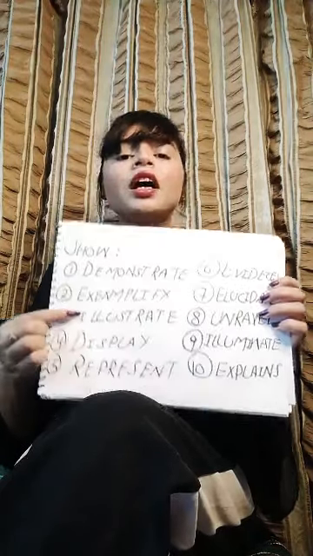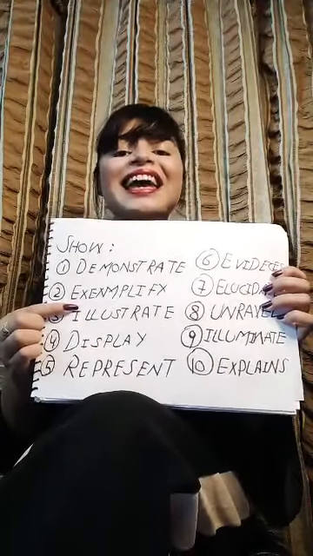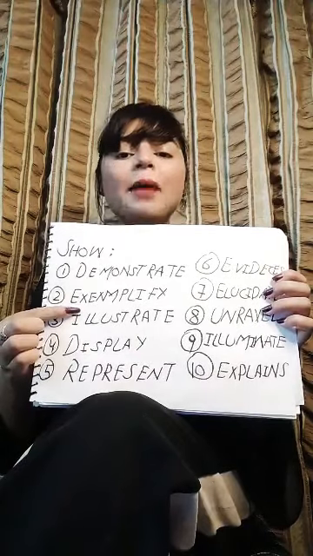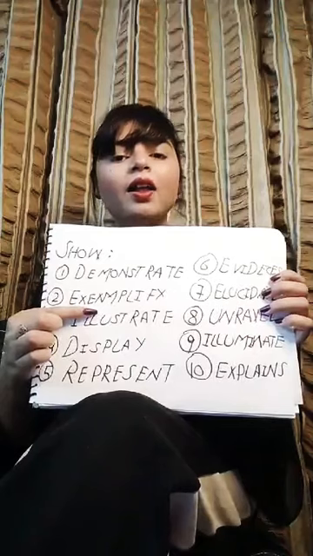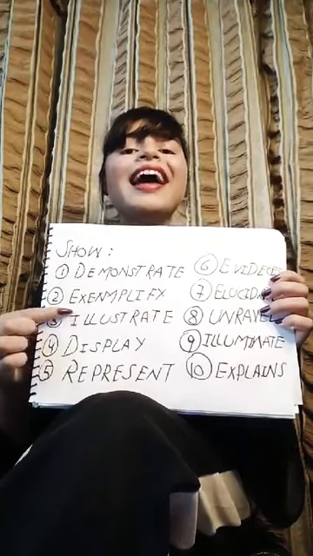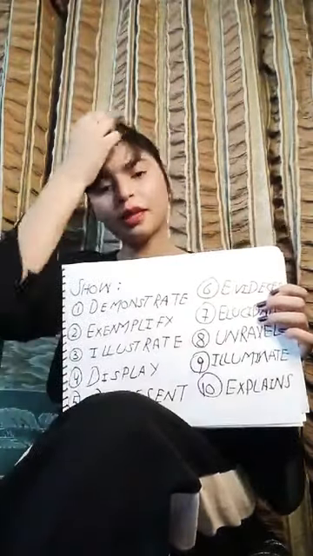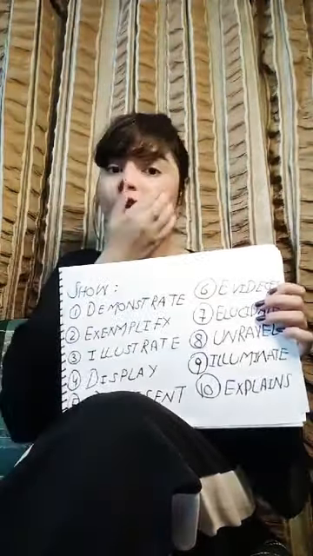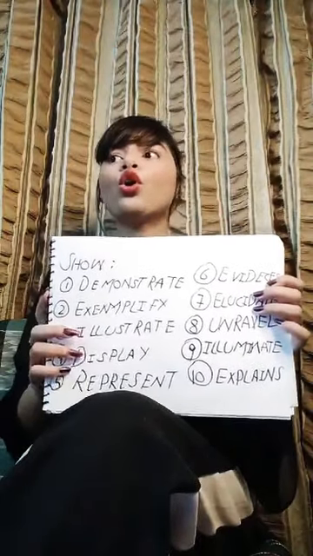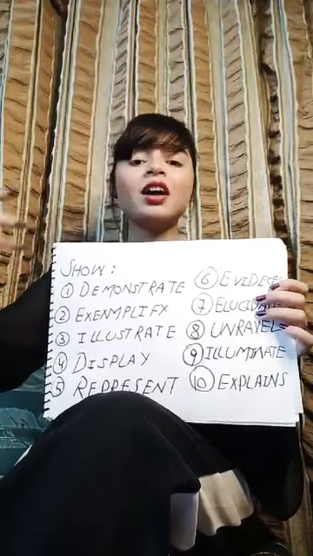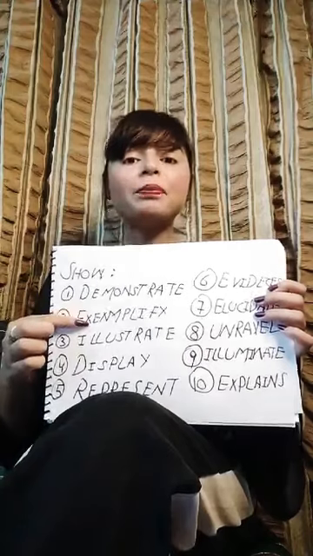The graph demonstrates. The next word is, I'm sorry for the bad handwriting, but it is exemplify. E-X-E-M-P-L-I-F-Y. Exemplify. You can use this word for explaining something and saying that the graph exemplifies, or the writer exemplifies, or the author or the narrator exemplifies.